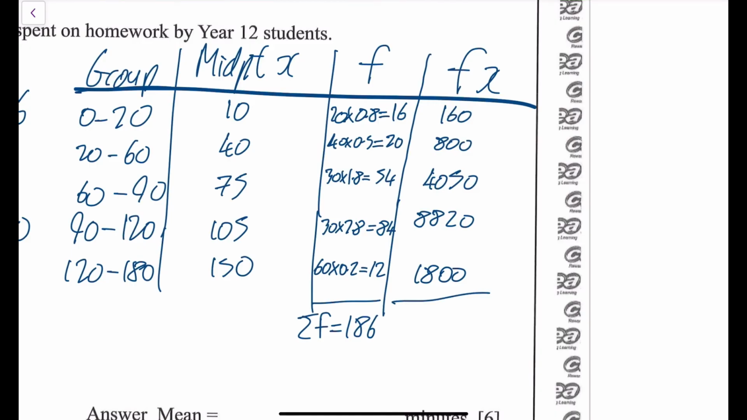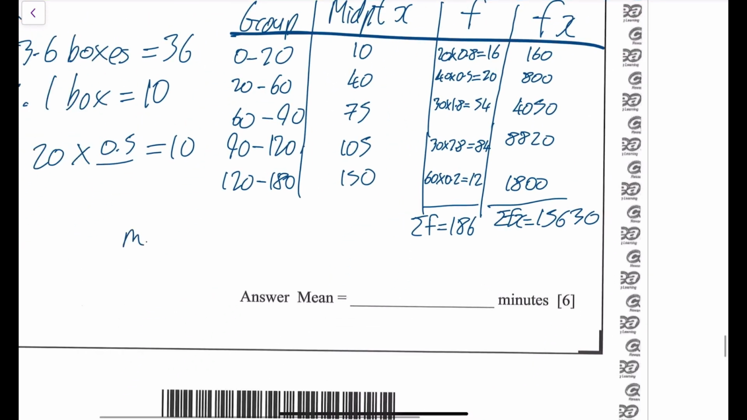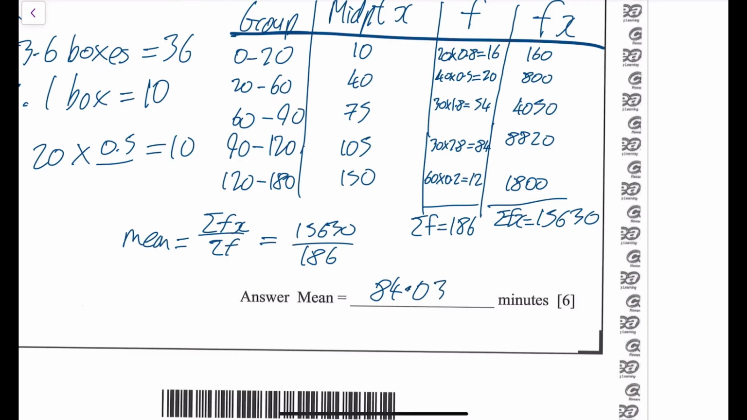And yep, I've got that. I've either got it wrong twice or I've got it right. And that's what I've got. Okay, so your mean, remember what your mean is. Let's just write the formula down here. Sigma fx divided by sigma f. So in this case, 15630 divided by 186, which is 84.03 minutes. Lovely.